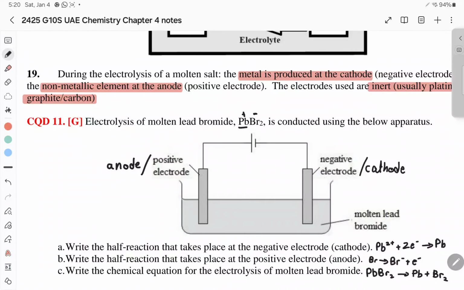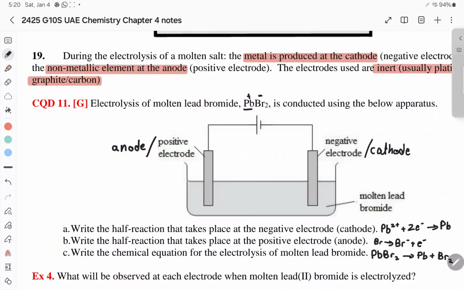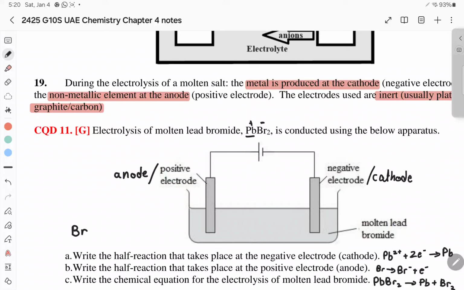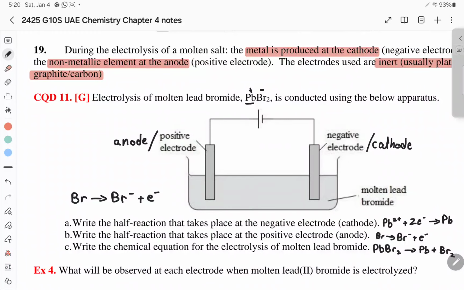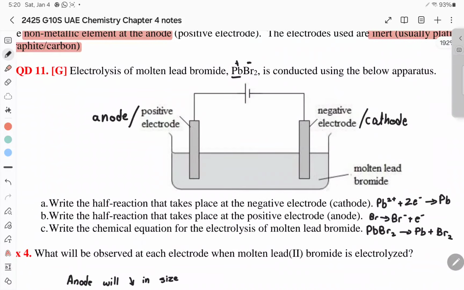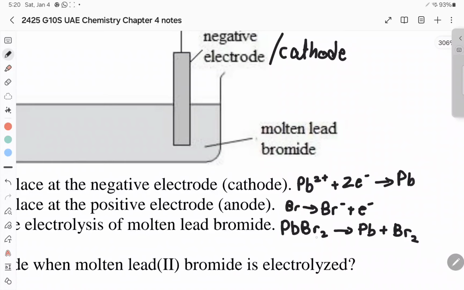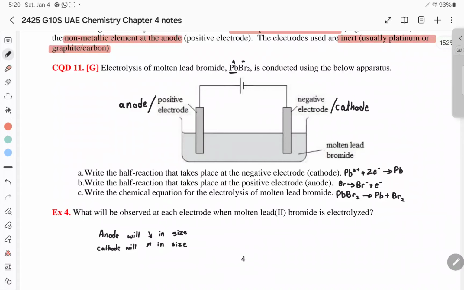Now at the anode, you're going to have the Br minus, since it's oxidation. So it's oxidizing. So Br minus is going to become Br and an electron, since it's minus 1 electron. And then when you want to write the chemical equation, it's PbBr2 breaks up into Pb and Br2. That's it, just split it.